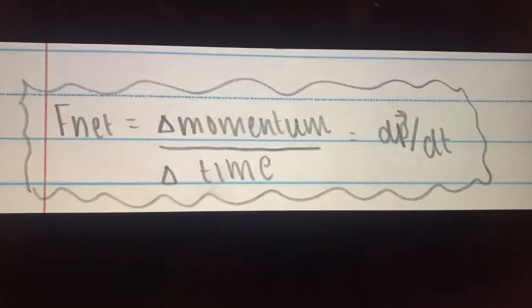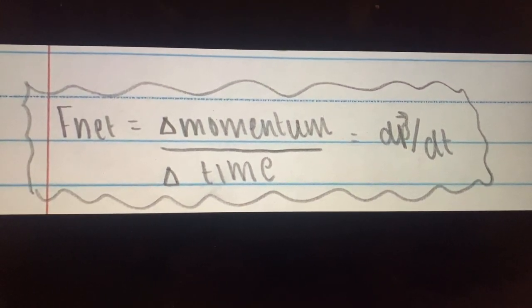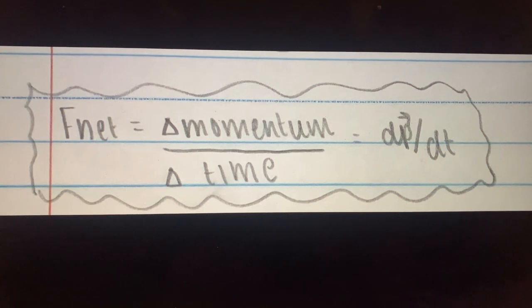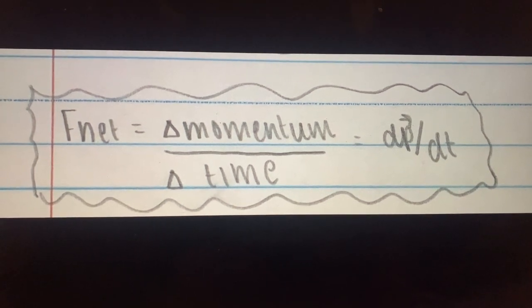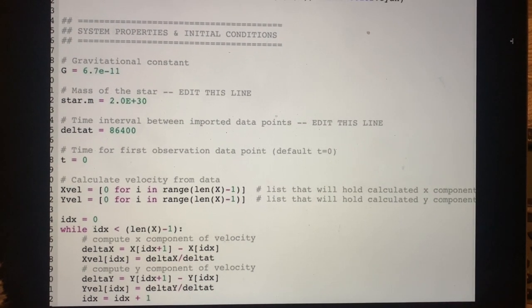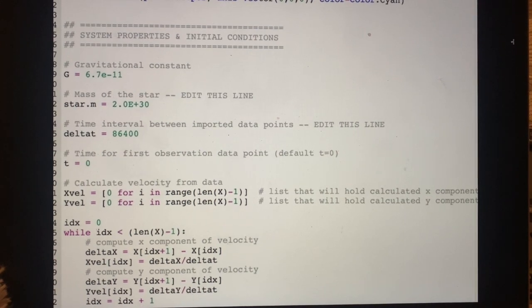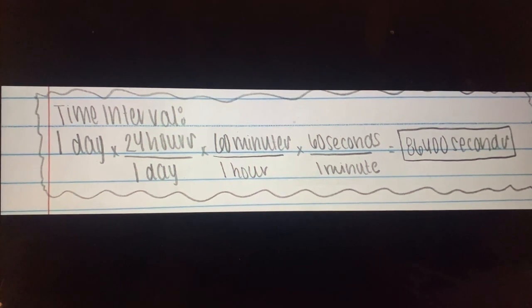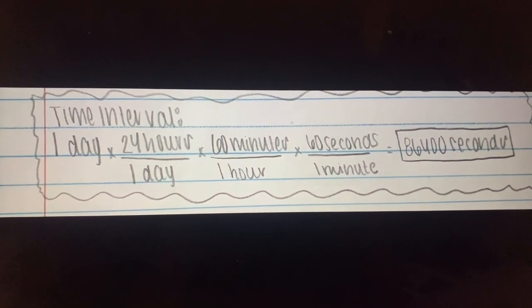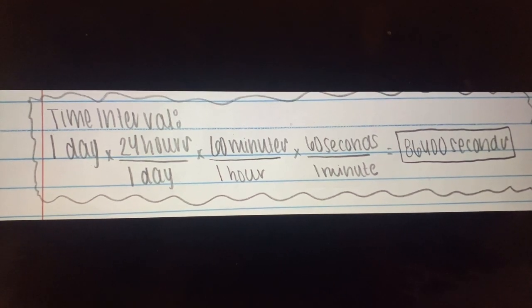When analyzing this situation in a computer code, it should first be calculated that Fnet is equal to the change in momentum of the star divided by the change in time. When beginning the computer code, it is important to input the known values, such as the gravitational constant and the mass of the star orbiting the black hole. This situation's time interval is 1 day, and it is important to convert this to seconds in order for the code to be carried out correctly, which is 86,400 seconds.